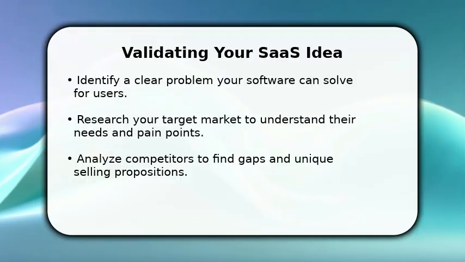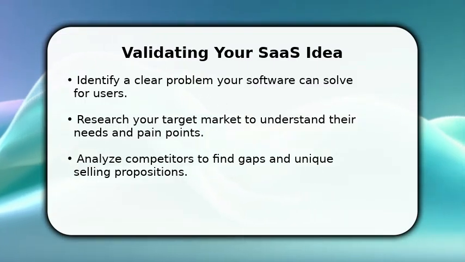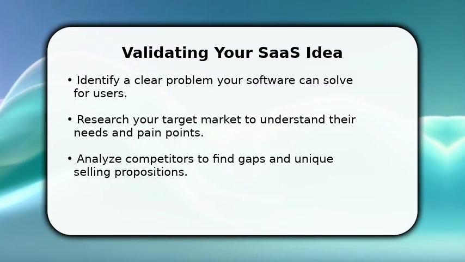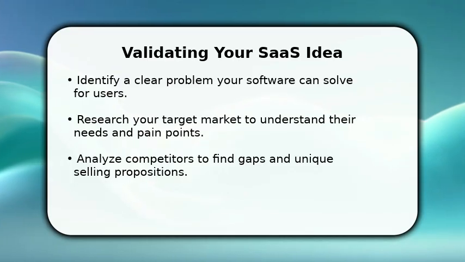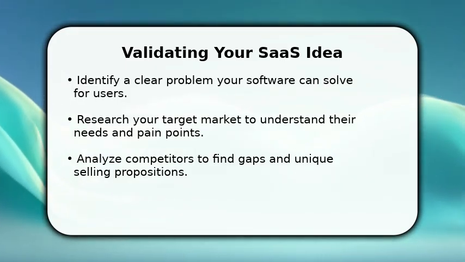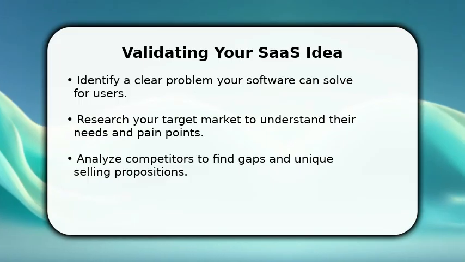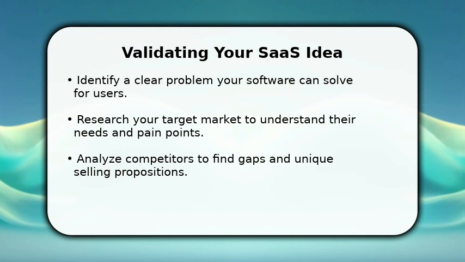In this video, I will explain how to make a SaaS. First, you must validate your idea by identifying a real problem your software can solve. Research your target market thoroughly to understand their specific needs and pain points. Analyze existing competitors to discover market gaps and define your unique selling proposition. Finally, build a minimum viable product, or MVP, to test your core features with early users and gather crucial feedback.